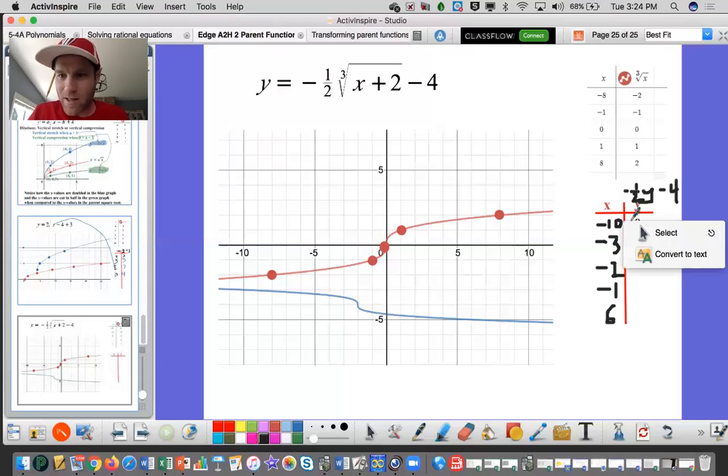So this guy right here, if I put him in there, that would be +1/2 minus 4 would be -3.5.